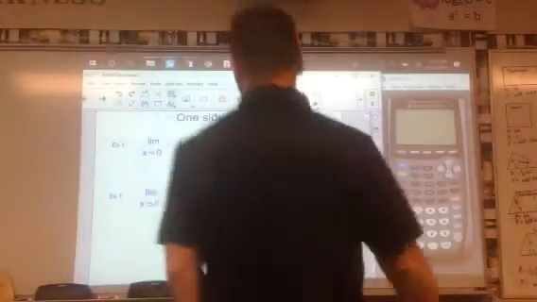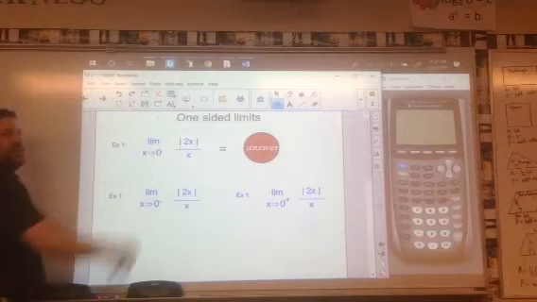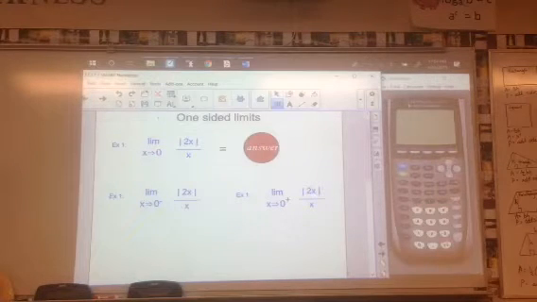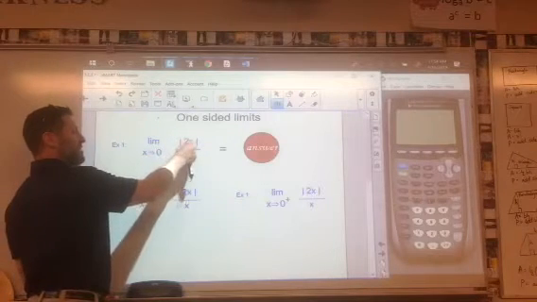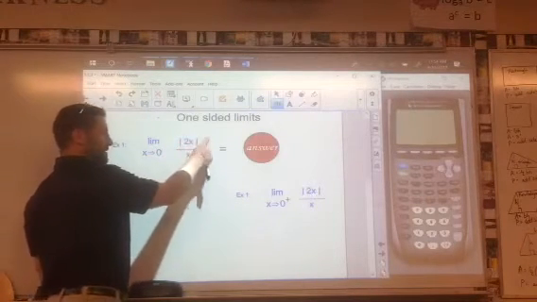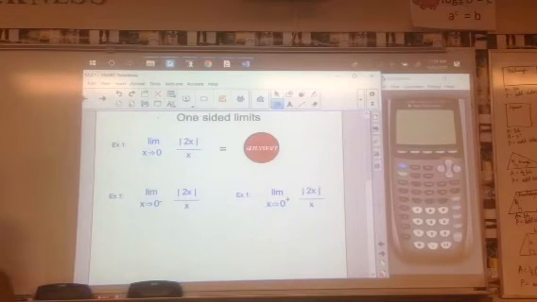Okay, one-sided limits. What we're going to try to do first of all is take the 0 and directly substitute it in. When that happens, you'll be able to tell if you can actually use direct substitution or not. Most of the time I'll do it in my head. I'll plug in 0: 2 times 0 is 0, absolute value of 0 is 0. Plugging 0 in my head, I get 0 over 0, which doesn't work.